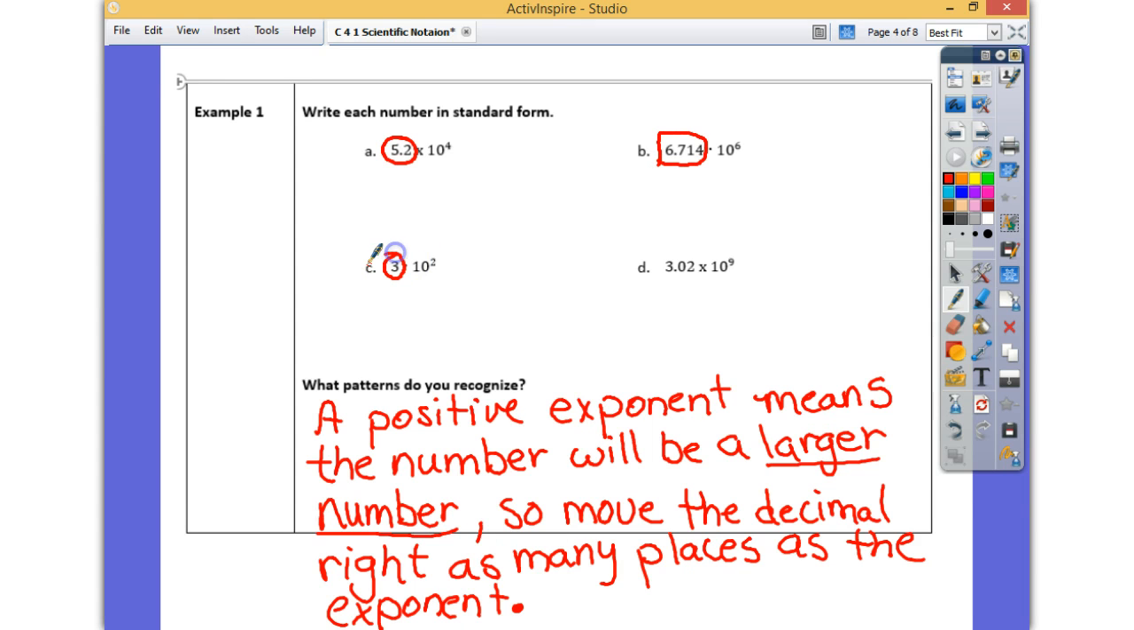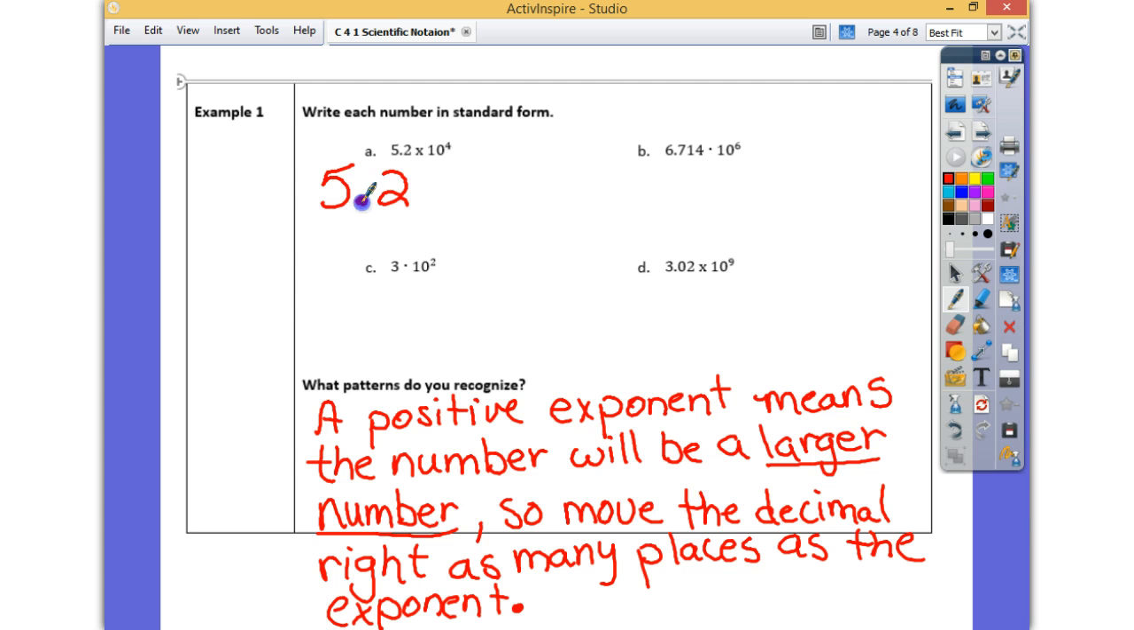How about this one, 3? Is that between 1 and 10? And 3.02. Yep. So these are all good examples. They've done them correctly because they're all between 1 and 10. Greater than or equal to 1, less than 10.